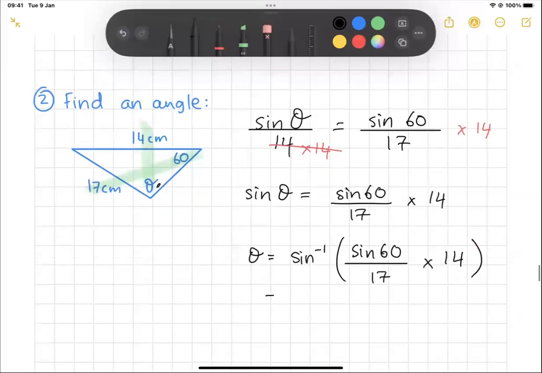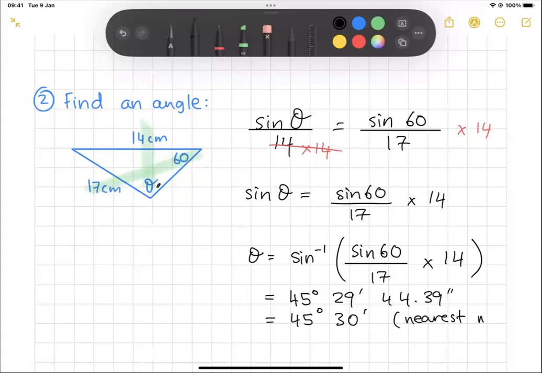Put that into your calculator and you should get, make sure you press your degrees button because we're looking for a degree, 45 degrees, 29 minutes and 44.39 seconds. Let's say I want to put this to the nearest minute. Therefore, I've got 45 degrees and 30 minutes. And there you go.